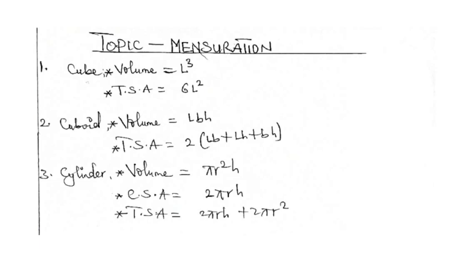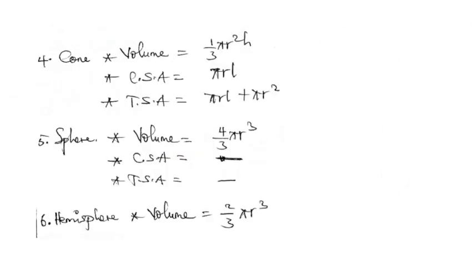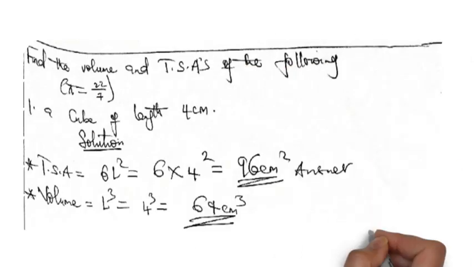For the cylinder, the volume is pi r squared h, the curved surface area is 2 pi rh, the total surface area is 2 pi rh plus 2 pi r squared. Cone. The volume of a cone is 1 over 3 pi r squared h. The curved surface area is pi rl. Then the TSA is pi rl plus pi r squared. Sphere. The volume is 4 over 3 pi r cubed. Hemisphere. The volume is 2 over 3 pi r cubed.